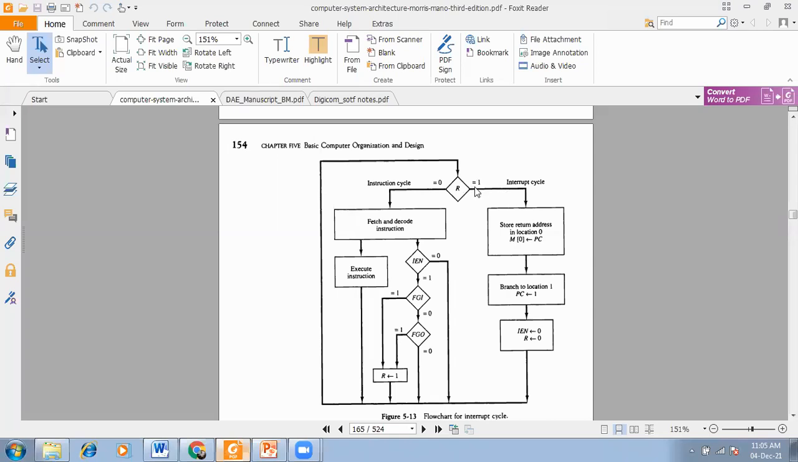That means you are taking the interrupt, that means an interrupt is present. You have come to the interrupt cycle, so what will you do? As I said, store the return address, in the 0 location. We stored it in the 0 location. So the content of the program counter is stored in the 0th location, M of 0, that is 256. What was the PC content? 256. The 256 is stored at location 0, M of 0. So that is done.